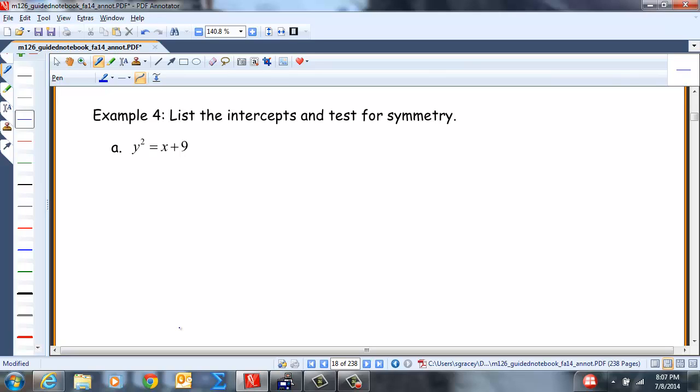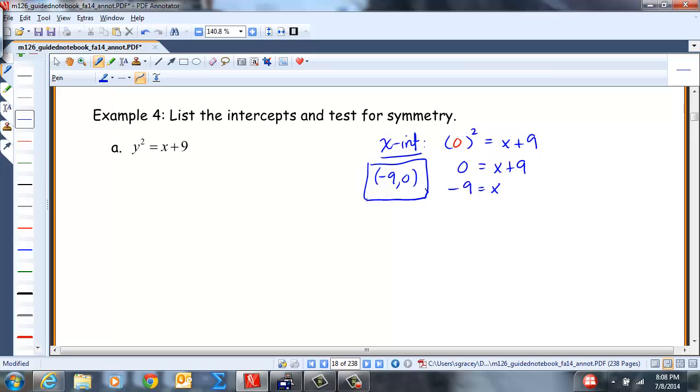So let's start with the intercepts. So for the x-intercept on this one, remember we set y equal to 0, and so y squared equals x plus 9. So the x-intercept is going to be at negative 9, 0. And remember, on the program, they'll just ask you for the coordinate. So you'd say x is negative 9.